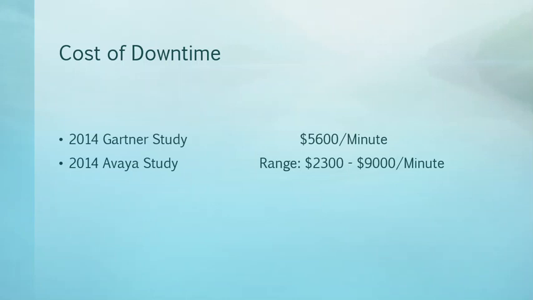The 2014 Gartner study suggested that unscheduled downtime costs as much as $5,600 a minute, while the 2014 Aberdeen study suggested the range was $2,300 to $9,000 a minute.